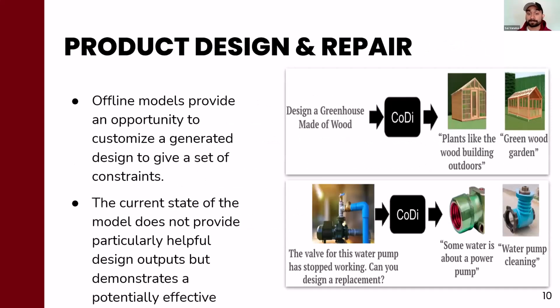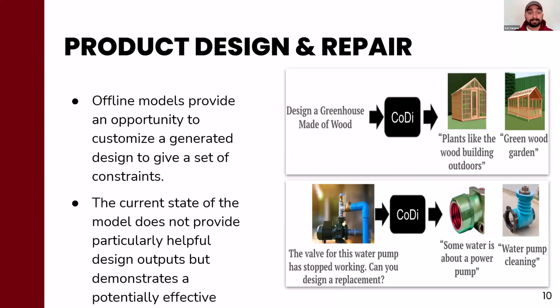Another use case would be product design and repair. Building on the bicycle example that I gave you earlier, a more local case could be, for example, a water pump. If your water pump has stopped working and you have access to, let's say, local generative AI models, you can actually show the model what the condition of your pump looks like and ask it for suggestions for why this pump's not working. Could you design a valve for me using these materials?